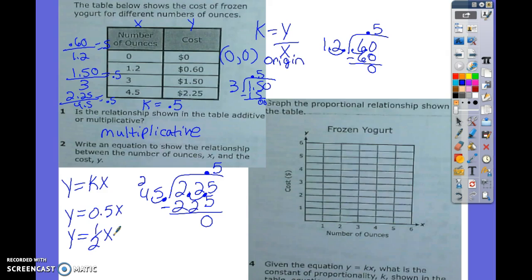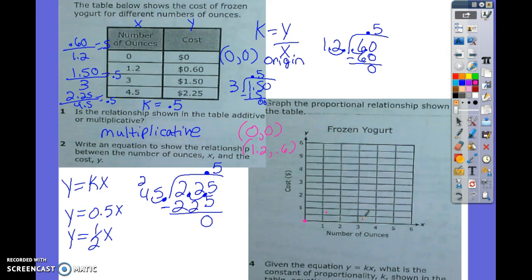Number 3, we're going to graph the proportional relationship shown in the table. So we're going to need our ordered pairs. Remember, we get our ordered pairs from our table. So our first ordered pair is going to be 0, 0. We always start when we graph at 0, 0. And our next ordered pair is going to be 1.2, 0.60. So we start at 0, 0. We're going to go over 1 and then a little bit past 1. And then 0.6. So here's 0.5. So we're going to go a little bit above 0.5 and put our point right there.